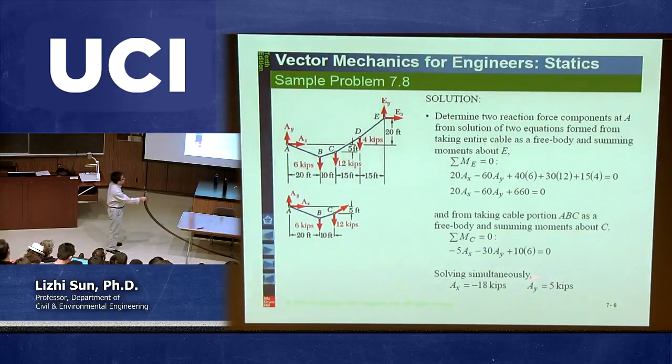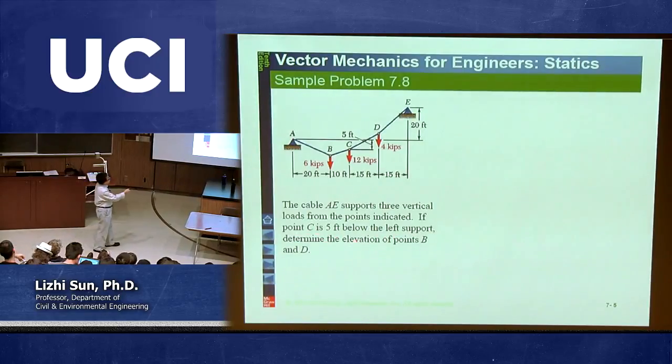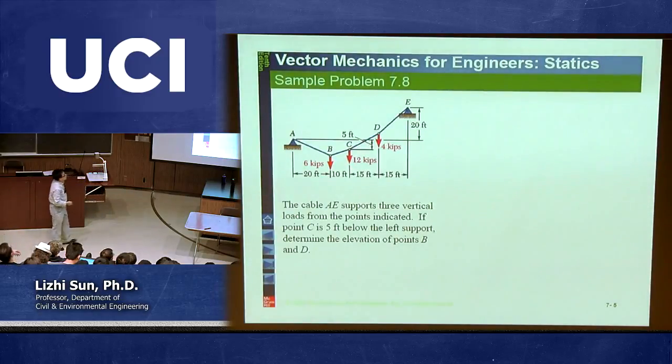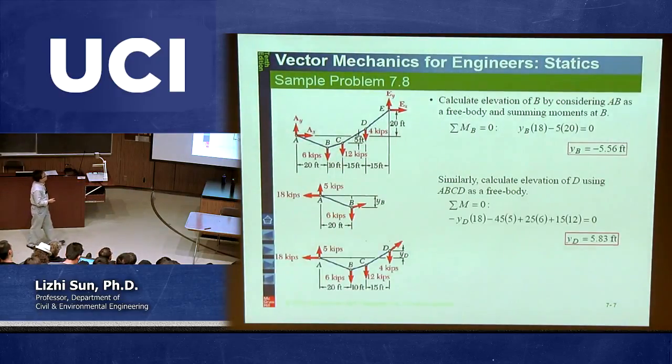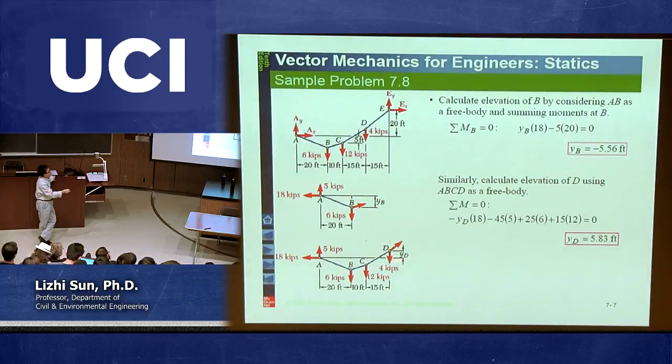We calculated the reactions. Now, the question asks us to calculate the elevation at point B and the elevation at point D, with given forces. This time we already have those AX, AY, EX, EY. Next, we need to calculate the elevation at point B and the elevation at point D.